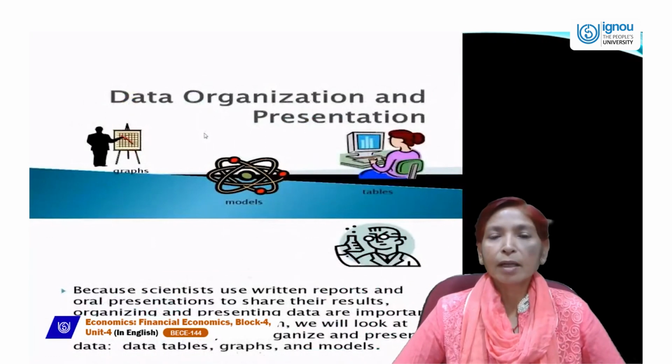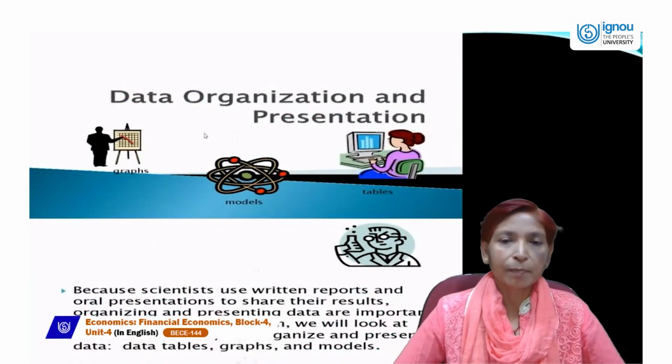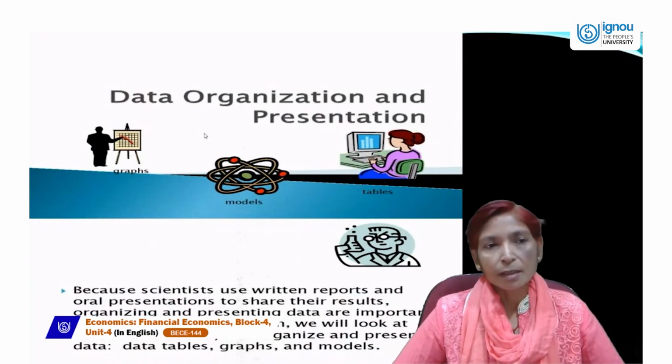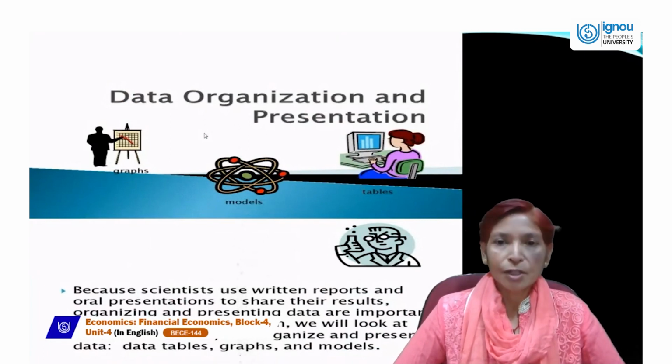Next is data organization and presentation. After collecting the data, the second main function is data organization.